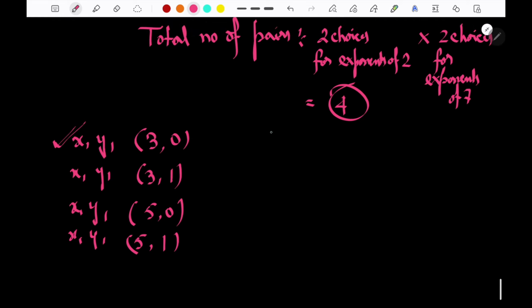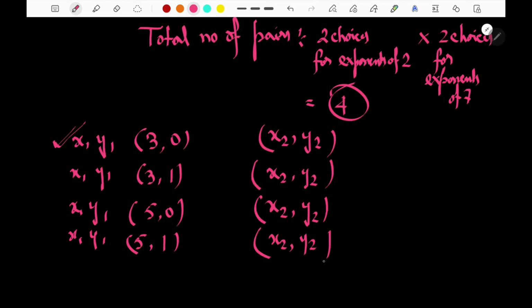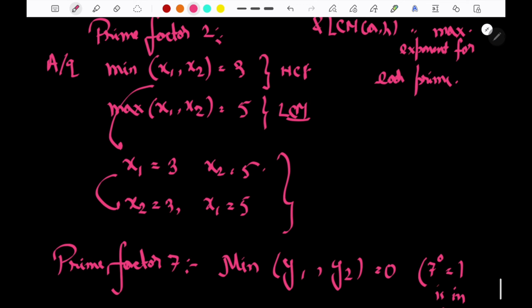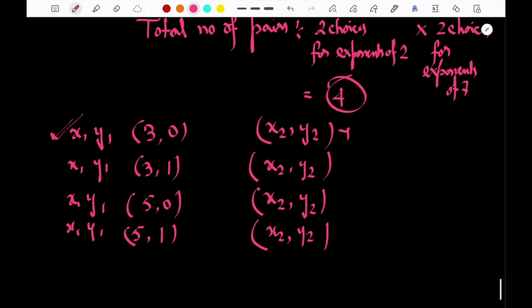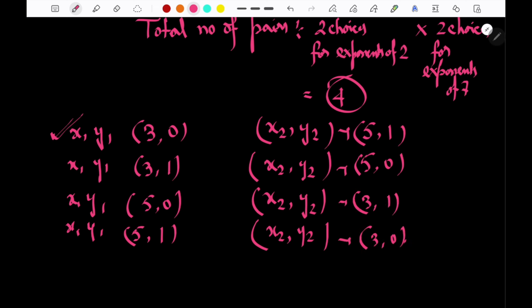Similarly for x2 y2, we can have a similar case. So what are the possible cases for x2 y2? Now when x1 y1 is 3 comma 0, what about x2? x2 can be either 5 or 3, and y2 0 or 1. So basically it can be 5 comma 1, it can be 5 comma 0, again it can be 3 comma 1, again it can be 3 comma 0. So these are the possible pairs.